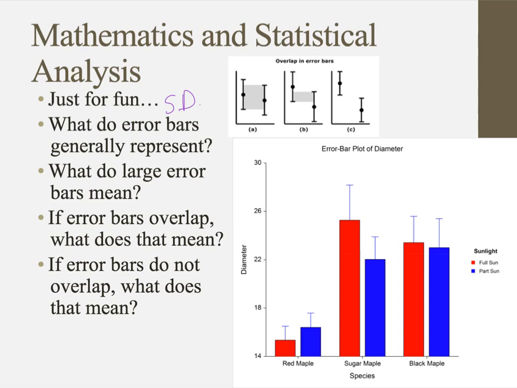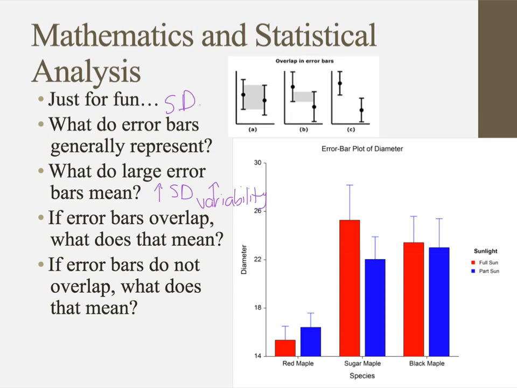Large error bars mean that you have a high standard deviation, and that means you have high variability, that your values aren't very close to your mean. When I'm looking at a graph, if those error bars overlap, and if those error bars represent standard deviation, that means that they probably have a lot of data points in common.